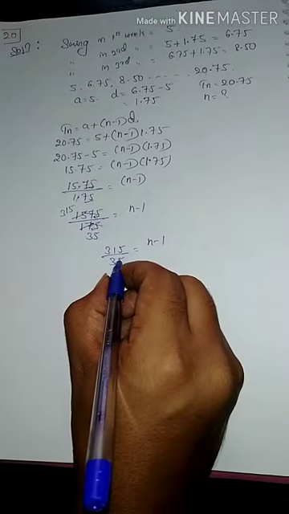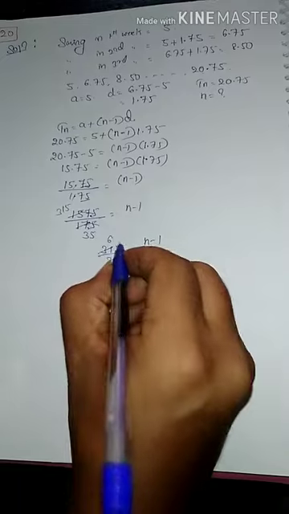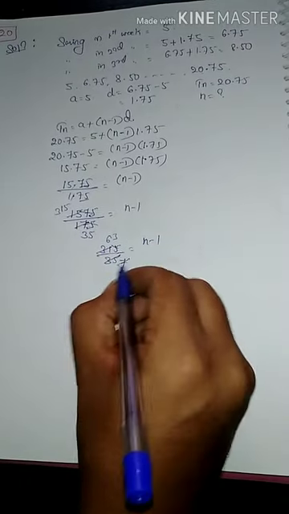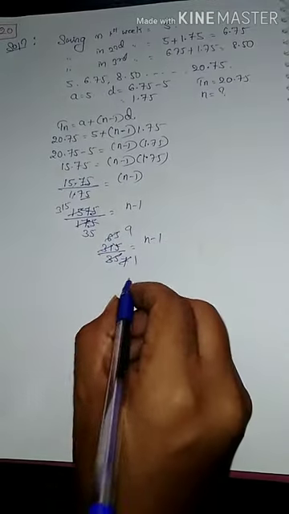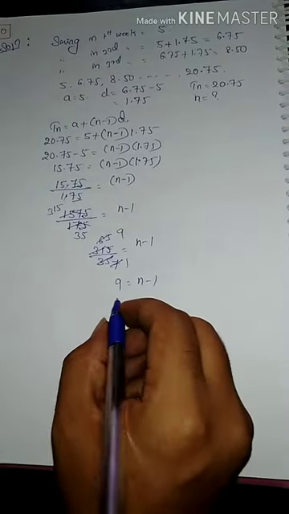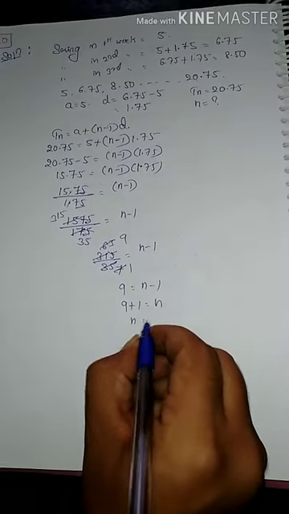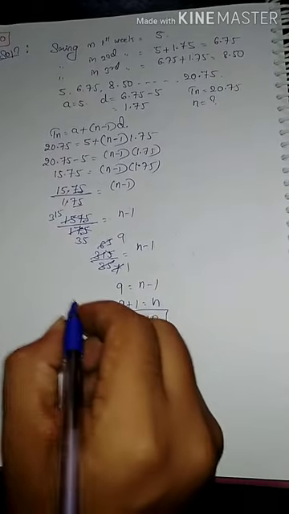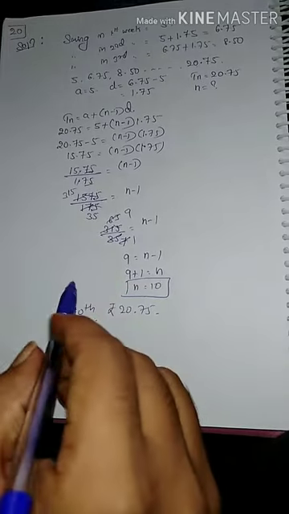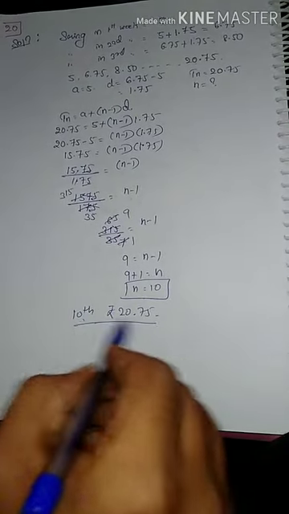So next 5 7s are 35, 5 6s are 30, 5 3s are 15, 7 1s are 7, 7 9s are 63. So 9 is equal to n minus 1. So minus 1 moves to the left hand side, becomes plus 1. 9 plus 1 is equal to n. Therefore n is equal to 10. Hence in the 10th week her weekly savings become rupees 20.75.